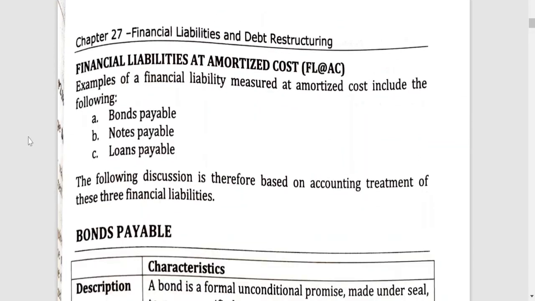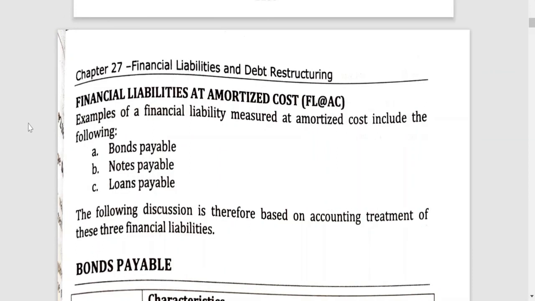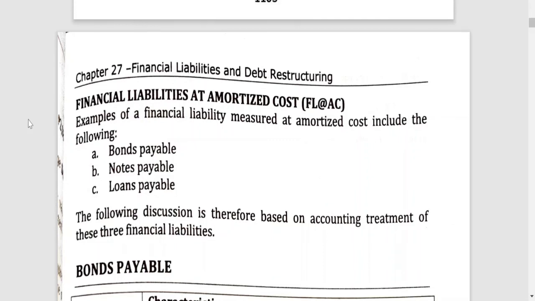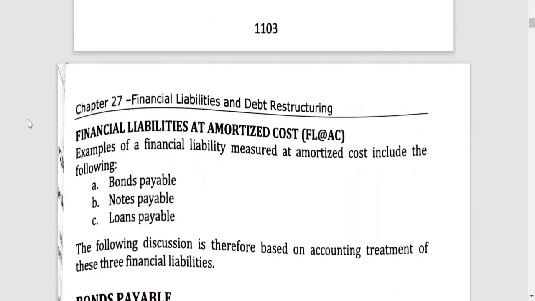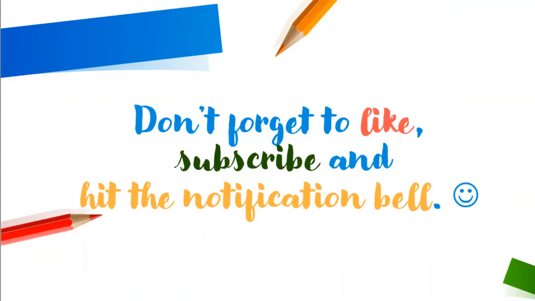So our next lesson would be on the financial liabilities at amortized cost, which includes the following: the bonds payable, notes payable, and the loans payable. So this will be discussed in our next video, so kindly click the next video lesson after this one.